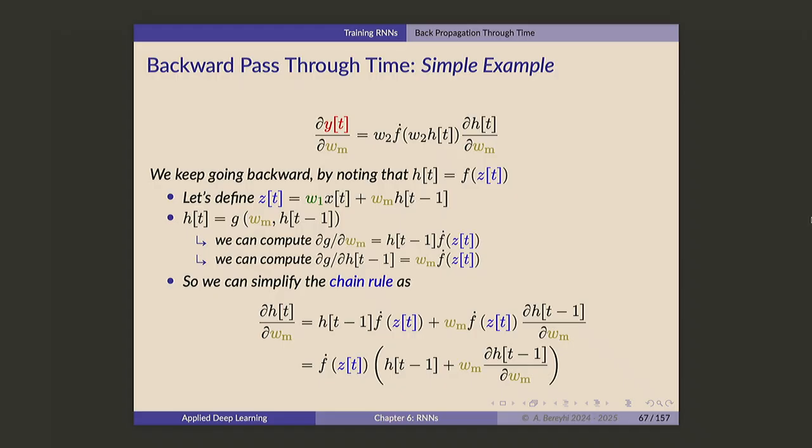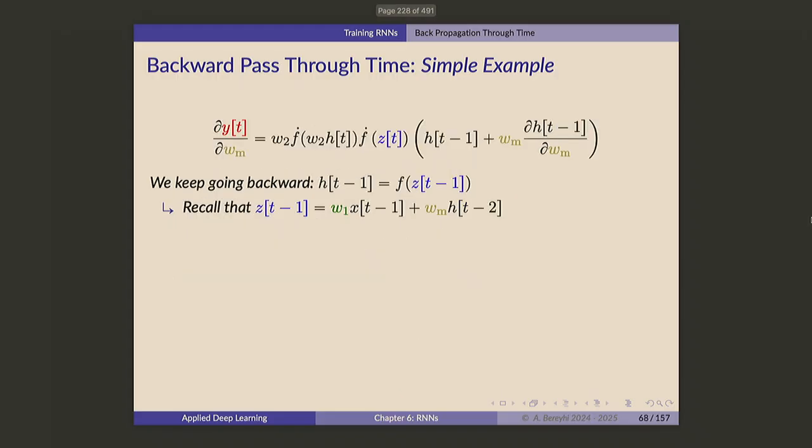But this term we don't have yet, right? The derivative of ht minus 1 with respect to the memory weight, we don't know it. What we can do is just go backward in time. We keep on applying the chain rule till we are finished. So I want to compute this gradient, the gradient of ht minus 1 with respect to Wm. How can I do it?